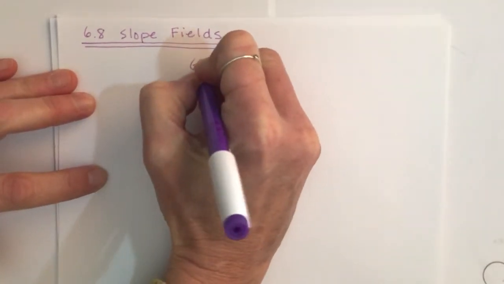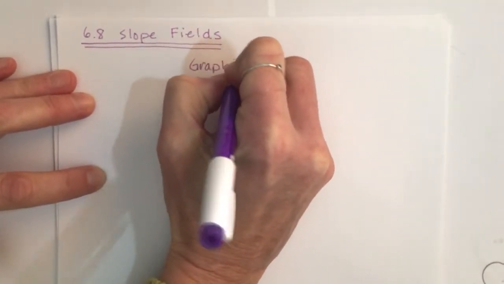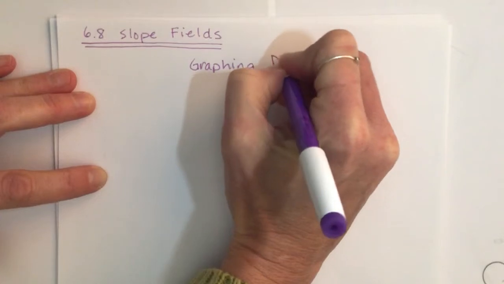We are going to switch gears again. We are not doing volume and area today, so we are going to do a totally different topic, slope fields. There are two different ways to graph a differential equation, or diffie-qs.